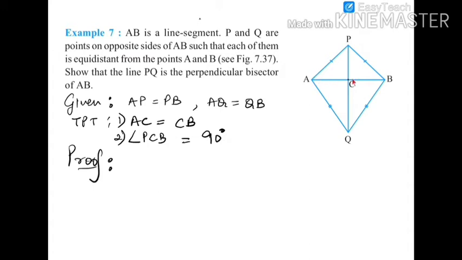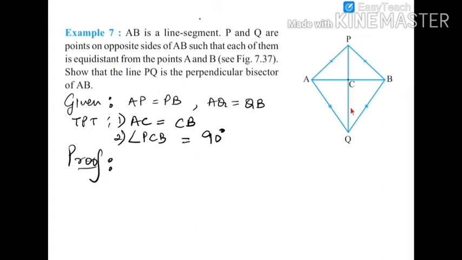Notice that AC and CB are parts of the triangles APC and PCB. So if we show these two triangles congruent, then we can say that AC is equal to CB. However, the information given to us is not sufficient to show these two triangles congruent. So what we are going to do is develop this information by proving some other triangles congruent.